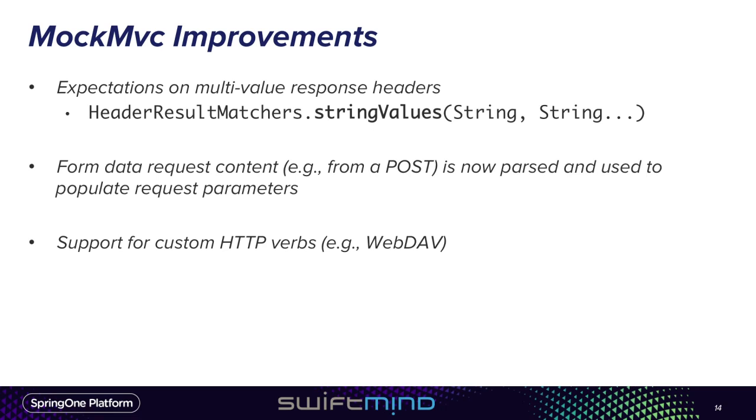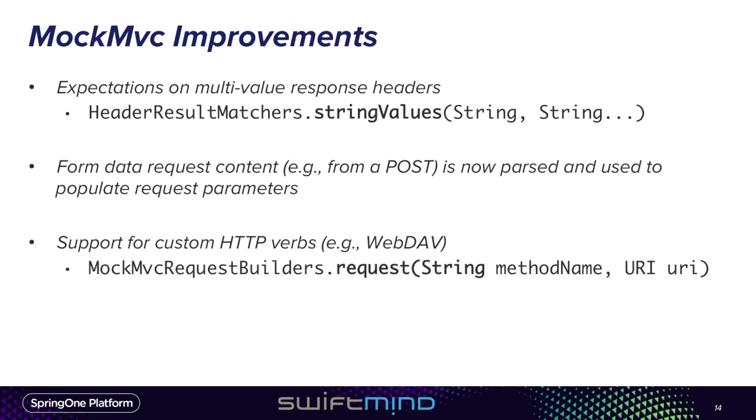Another feature that was requested is support for custom HTTP verbs. So Spring MVC Test naturally supports things like GET, POST, DELETE, these kinds of things, but maybe you use some kind of custom verbs like WebDAV, and that's also now supported with a new request method on the builder that takes a string for the HTTP method name.